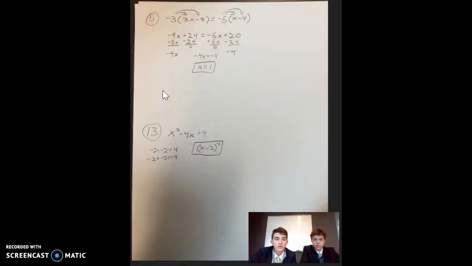So since there's parentheses on both sides, we have to distribute. And when you distribute both sides, you get negative 9x plus 24 equals negative 5x plus 20. Now we need to isolate x by itself.